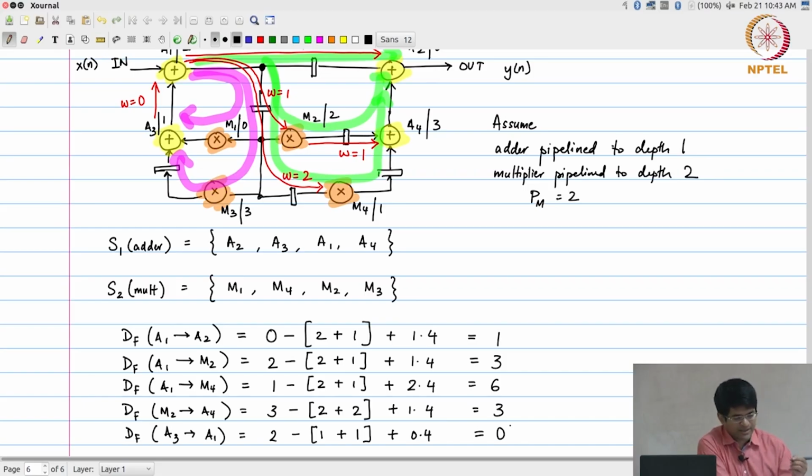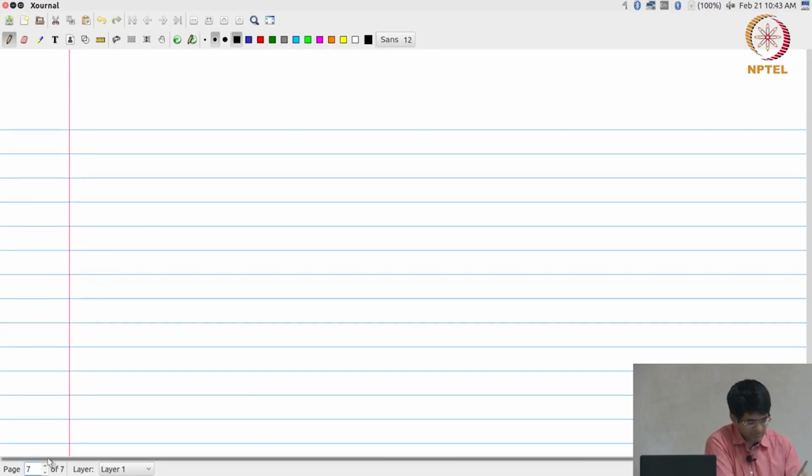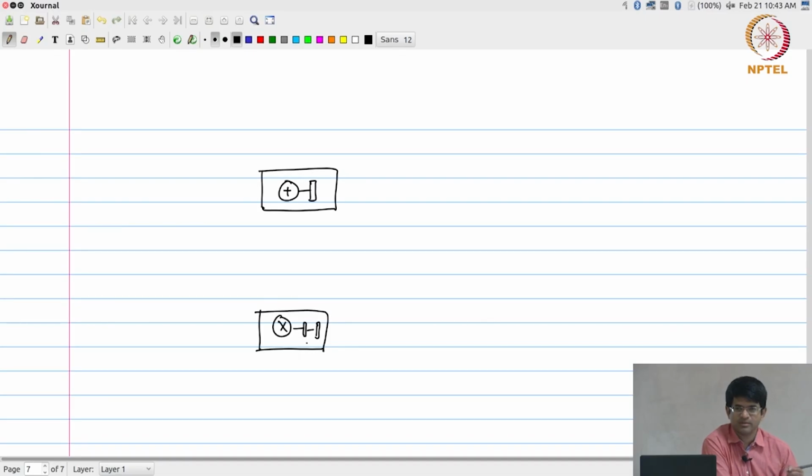What does the hardware architecture corresponding to this look like? It would be, I have one adder and one multiplier. Like I said, I am basically drawing two registers after the multiplier to indicate that it is pipelined to a depth of 2. I do not really need to do that. How it is implemented internally, I do not really care. Now the thing over here is, there are 4 different options.